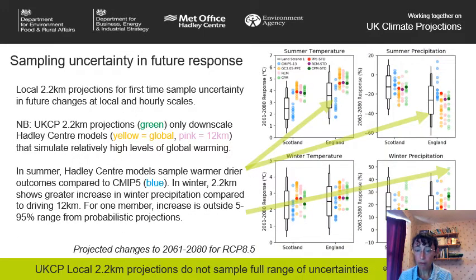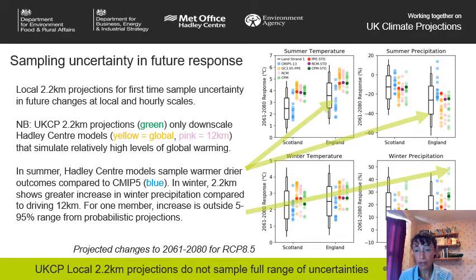Now, we're also trying to provide information here about uncertainty in the future response, which is really important if we want to understand the likely range of changes in the future. And for the first time here, we have an ensemble, so that's multiple realizations of the climate at these very high resolutions. And so we can give some indication of uncertainties at local and hourly scales. But these models are only downscaling Hadley Centre models.